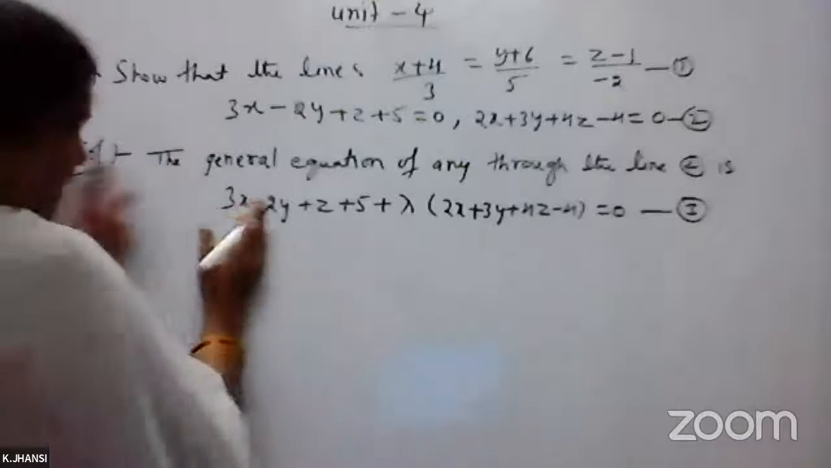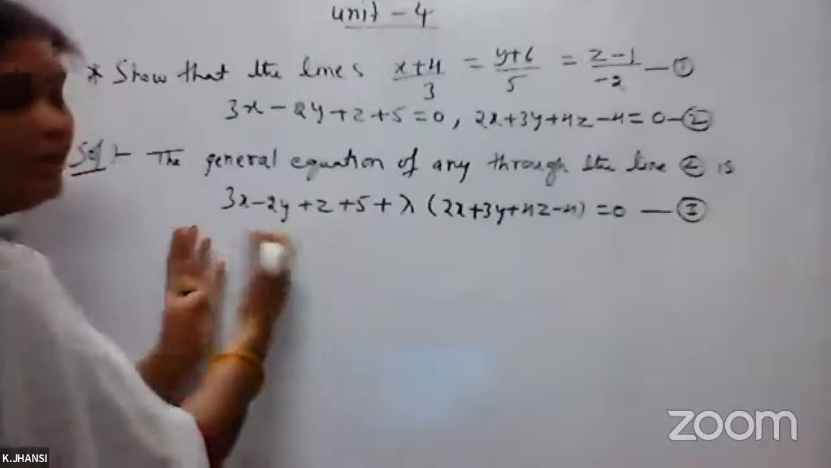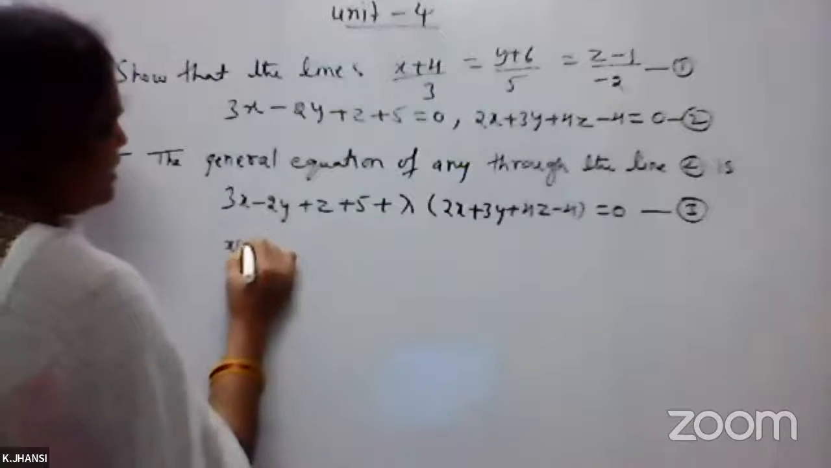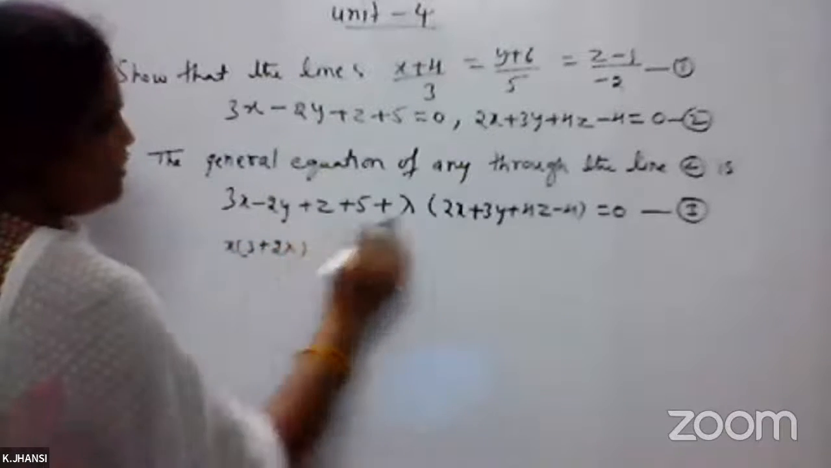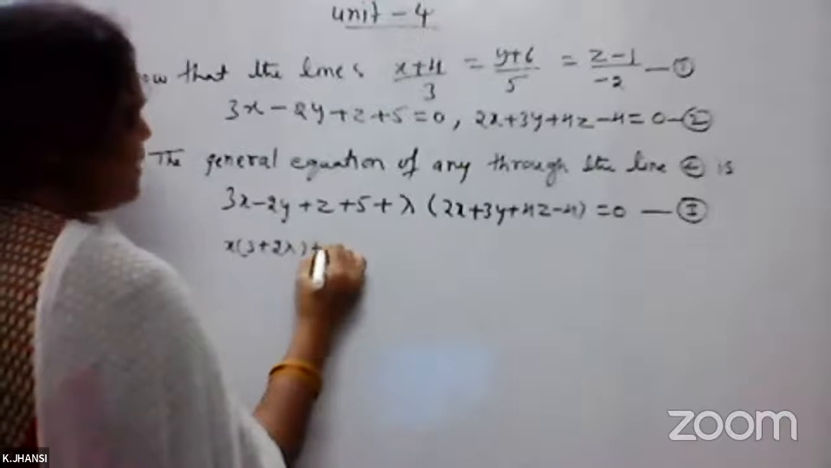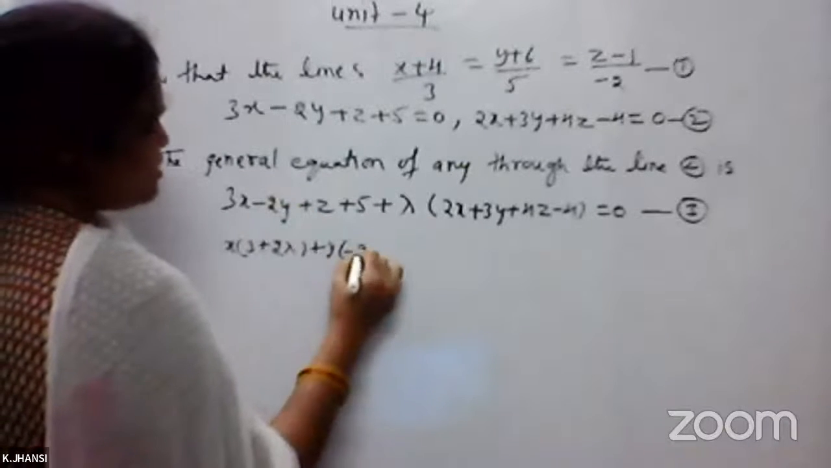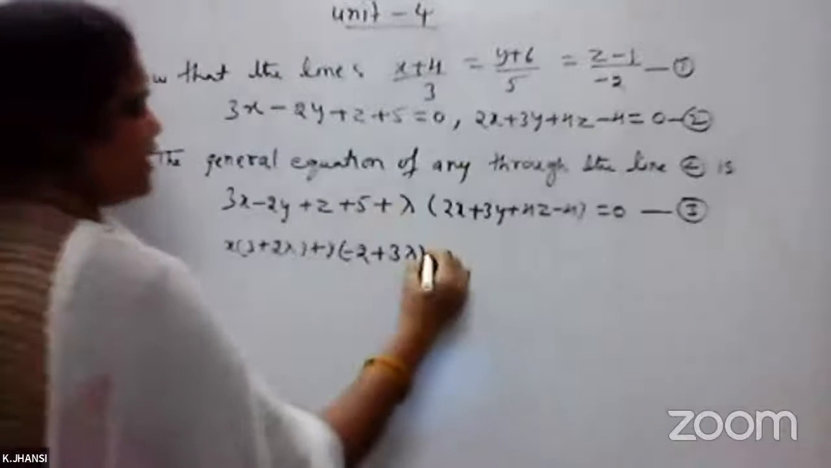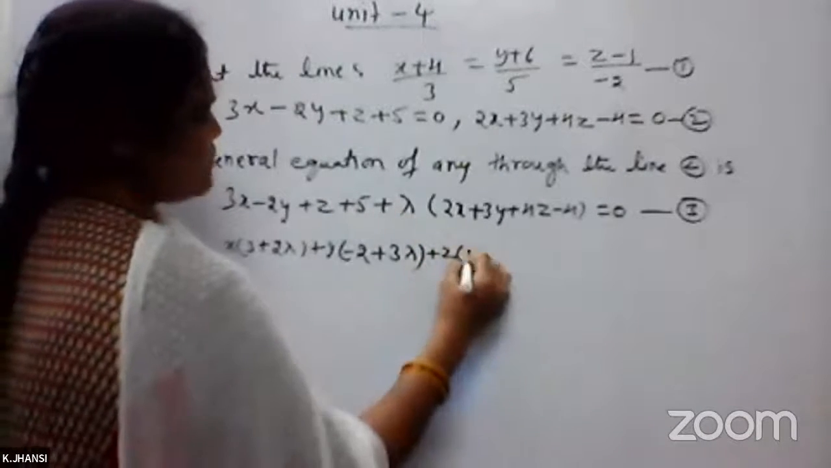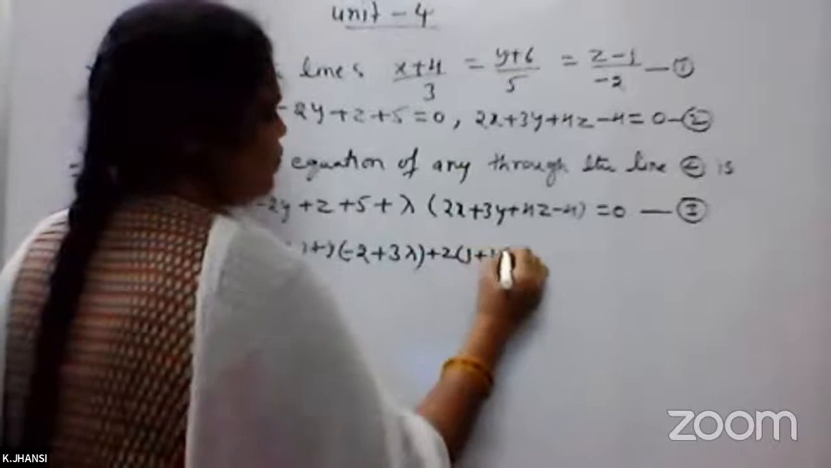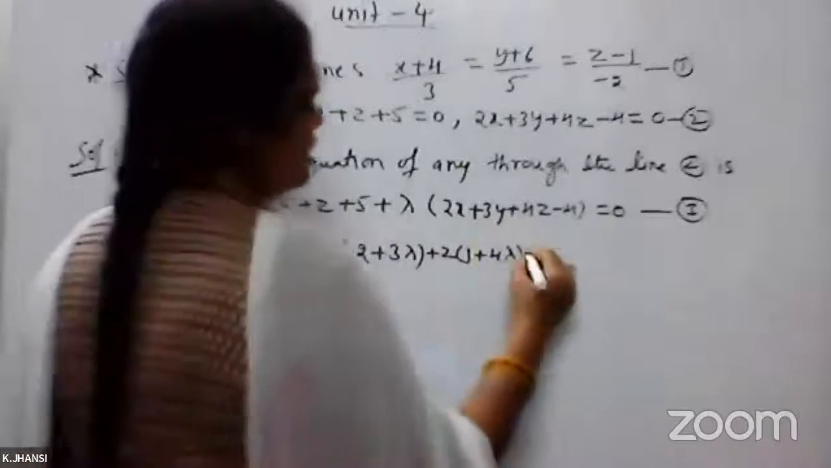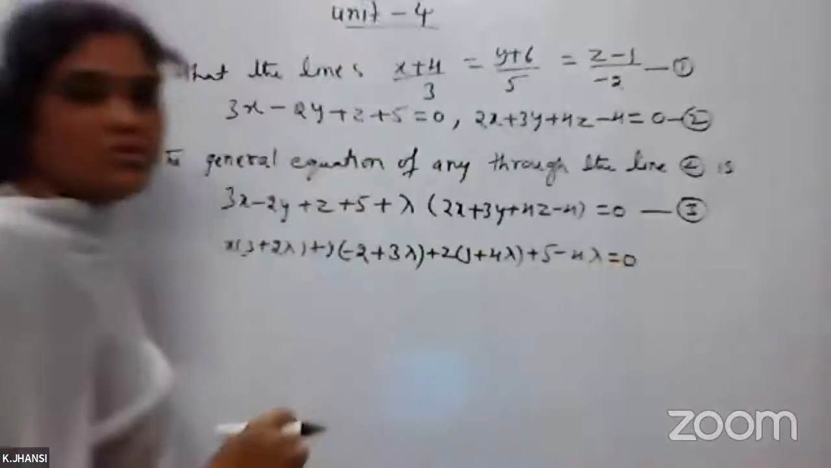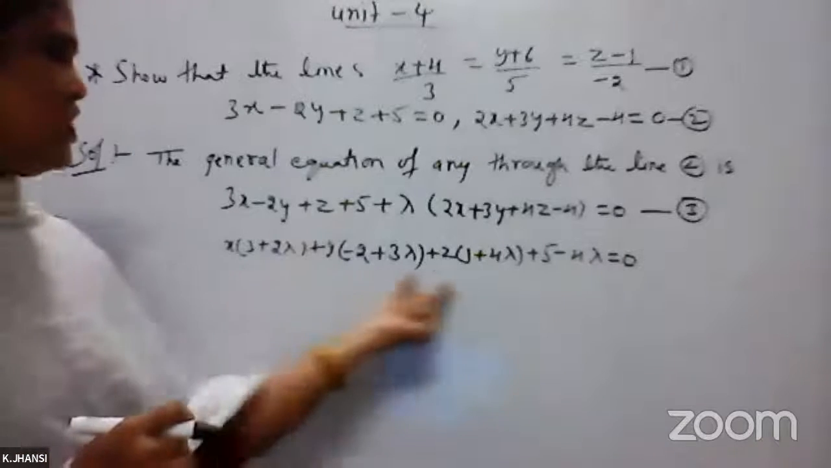Okay. Now you are writing the like terms together. So if you take x common, you will get 3 plus 2 lambda. Plus y into the coefficient of y, which is -2 plus 3 lambda. After that, plus z into the coefficient of z, which is 1 plus 4 lambda. After that you take the constant terms, that is 5 minus 4 lambda equals to 0. Okay, so after doing the simplification, you are getting this.